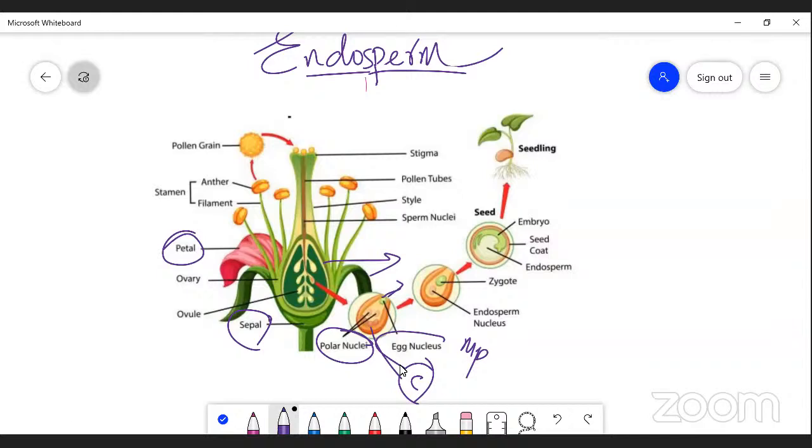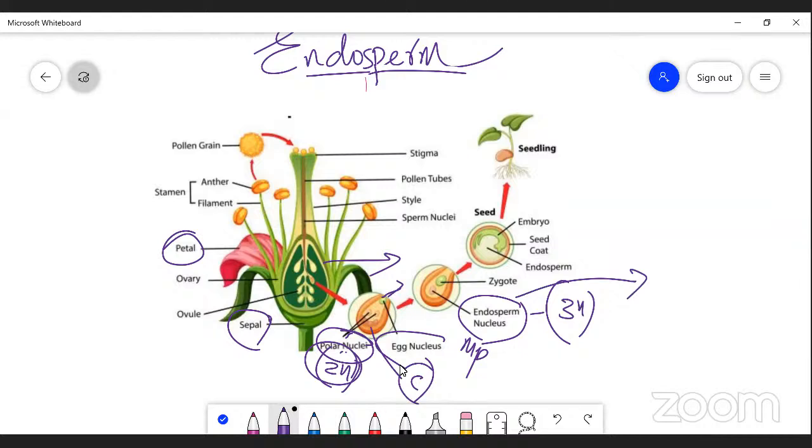This central nucleus is the region where the formation of endosperm takes place. One of the male gametes fuses with the secondary nucleus, or polar nucleus, to form endosperm. Endosperm is triploid in condition because it is formed by the fusion of the polar nucleus, which is 2n, and one of the male gametes. Two male gametes are released from the pollen tube. One male gamete fuses with the egg cell to form the zygote, and the other male gamete fuses with the polar nucleus. So the polar nucleus and one male gamete fuse in a triple fusion. By the triple fusion, we get endosperm.